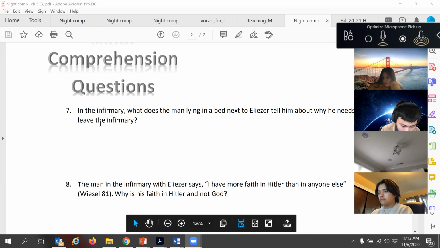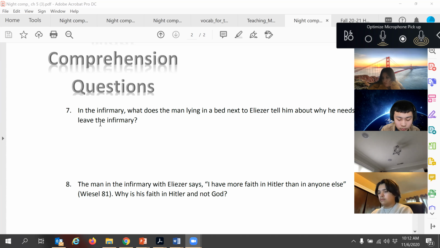I put the man lying in bed next to Eliezer tells him he needs to leave the infirmary because there's a selection more often in the infirmary than outside. So there are more selections inside the infirmary than outside of it, and if he wants any chance of survival, he needs to leave before that selection process happens.